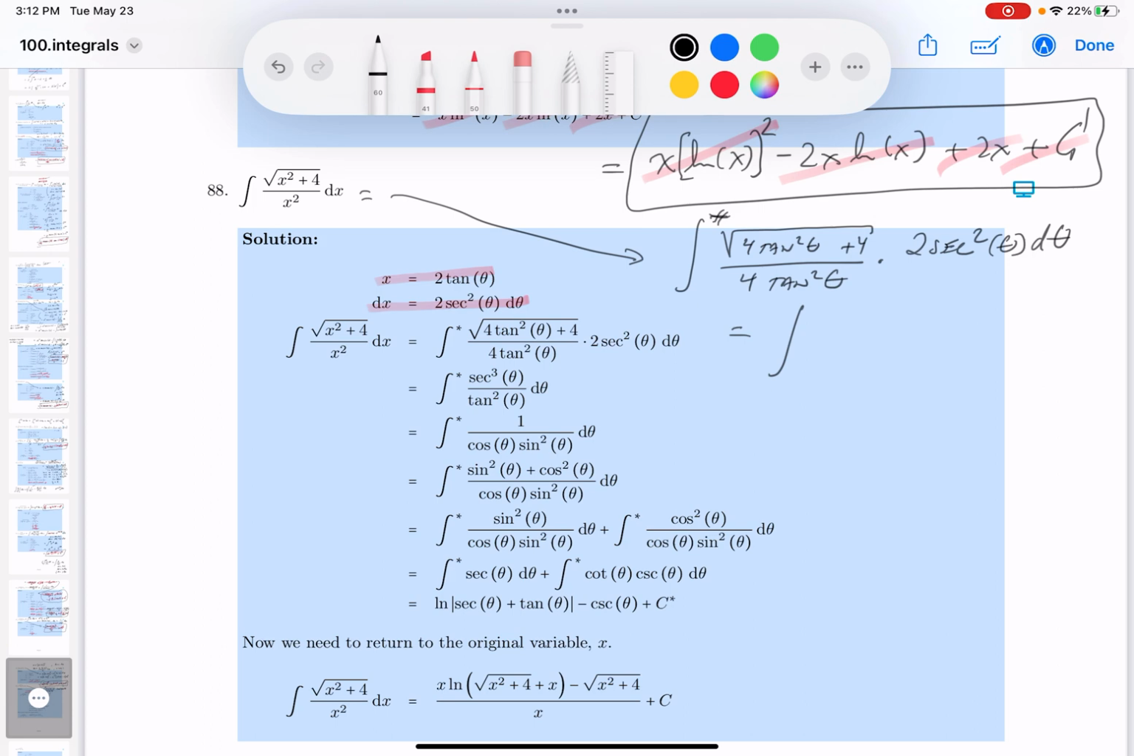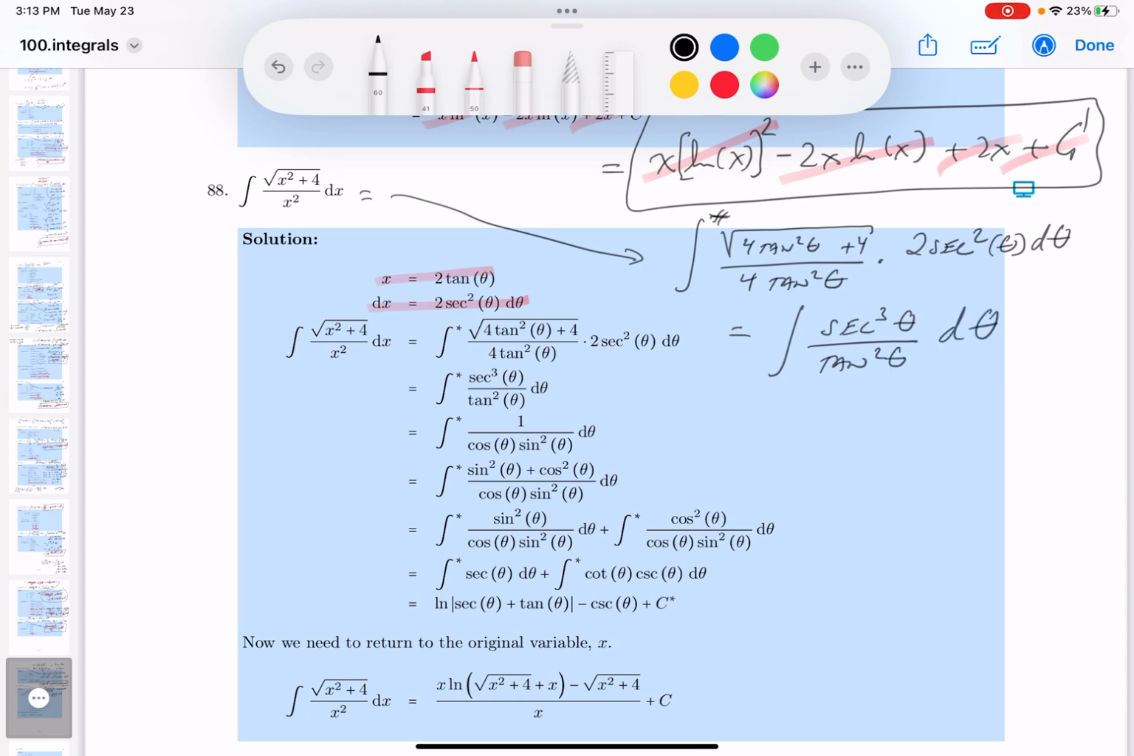I noticed that the 4 would pull out of the radicand, and the square root of 4 is 2, and 2 times 2 is 4, so the numbers cancel off. All right, that's not bad. Then you get left with tangent squared theta plus 1, which is going to be secant squared. The square root of secant squared is secant. So what are you going to get? You're going to get secant cubed. What do you get in the bottom? Tangent squared.